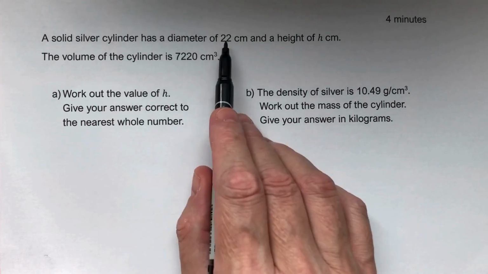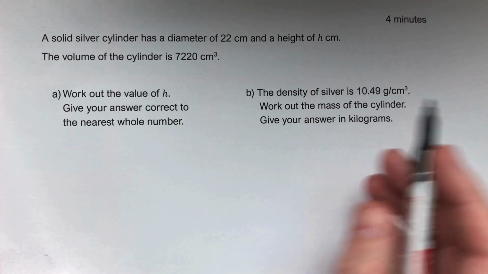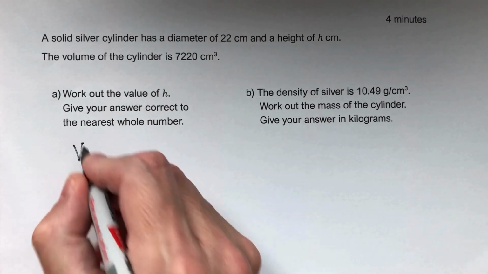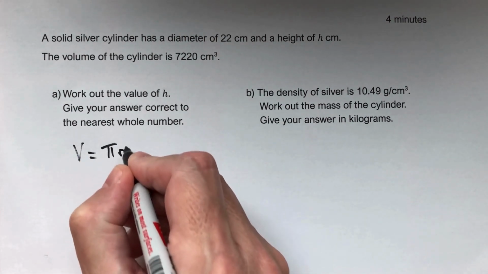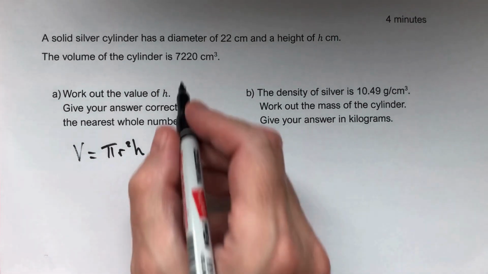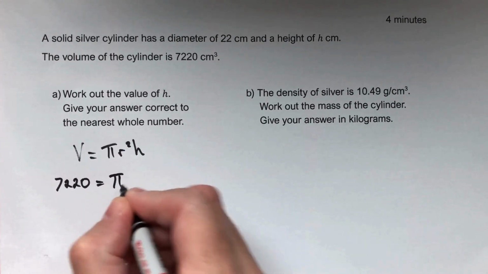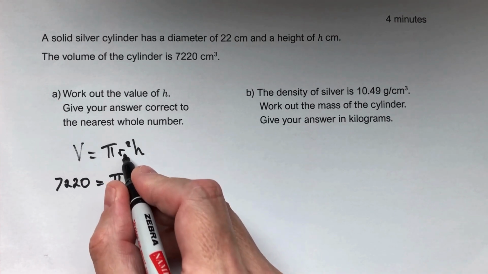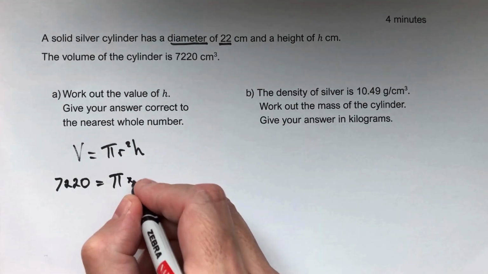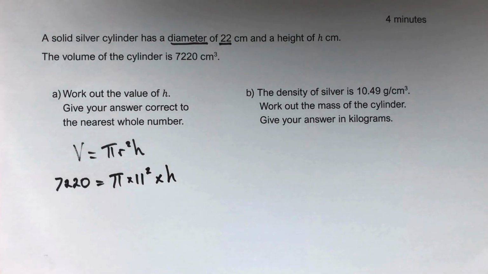Notice we're given the volume and we know the diameter, so we're going to need the formula for the volume of a cylinder. That's on the formula page at the front of the GCSE paper, and it is volume equals pi r squared h. Let's substitute the values that we know. The volume is 7,220, pi times the radius squared. Now the diameter is 22, so the radius is 11. So pi times 11 squared times h that we need to find.